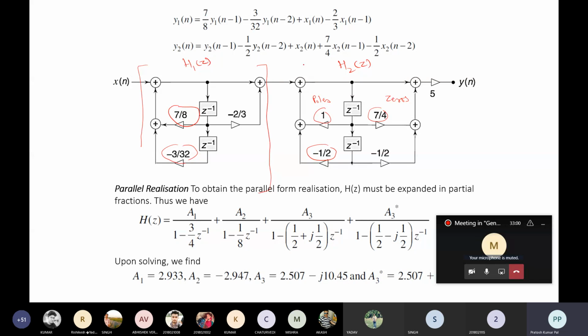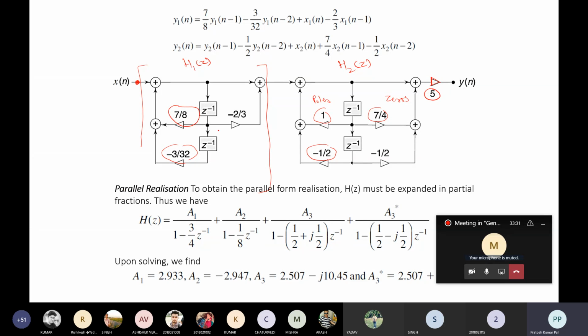So h1 of z into h2 of z, and 5 is remaining, so here a 5 coefficient is directly multiplied. This 5 coefficient can be multiplied at the end, or we can multiply at the starting also. So either of these two can be utilized, either at the end or at the starting. This is how the realization of h of z will be taking place. So 5 into h1 into h2, that will be your h of z. This is your cascade realization.